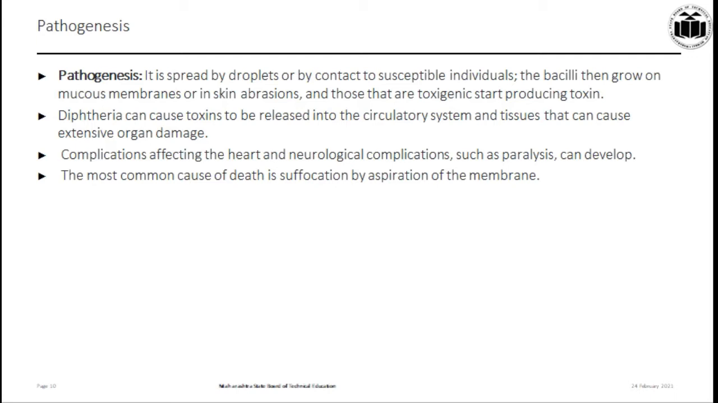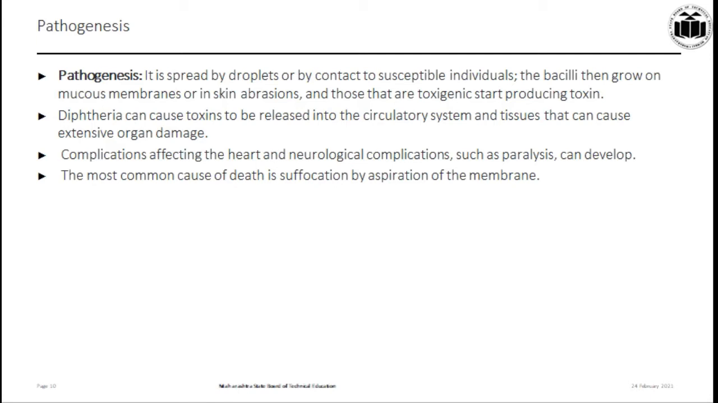and hence they release a toxin. When this toxin enters the circulatory system, that causes extensive organ damage. Certain neurological complications such as paralysis can also be caused to a patient when there is a severe infection of the circulatory as well as the nervous system.